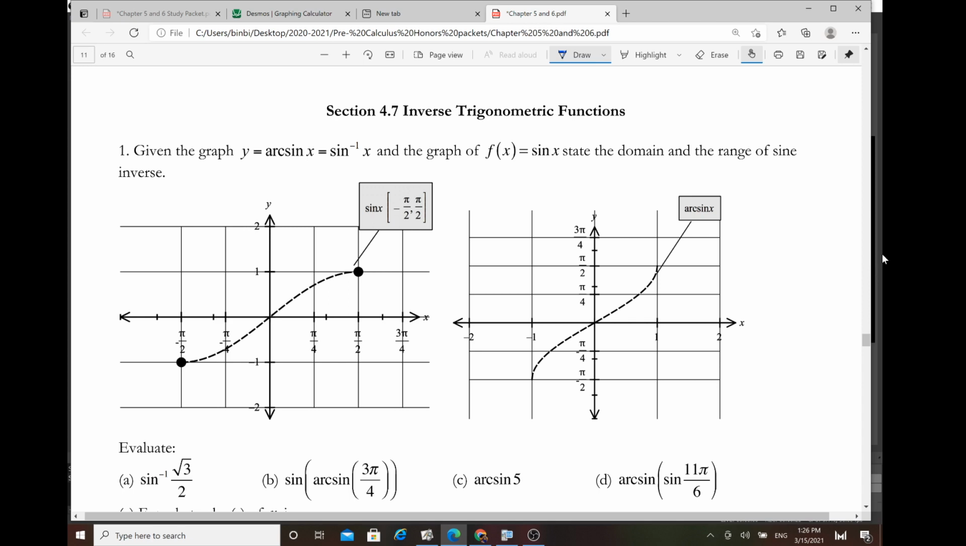Given the graph of y equals arcsine of x, which is the same as the inverse of sine of x, and the graph of y equals sine of x, state the domain and the range of sine inverse. Okay, so let's find out. This graph tells you. For the domain here, you can see that it's from negative pi over 2 to pi over 2.